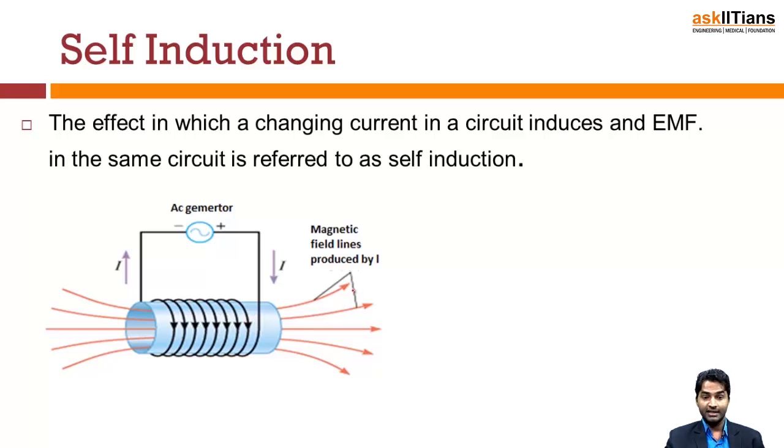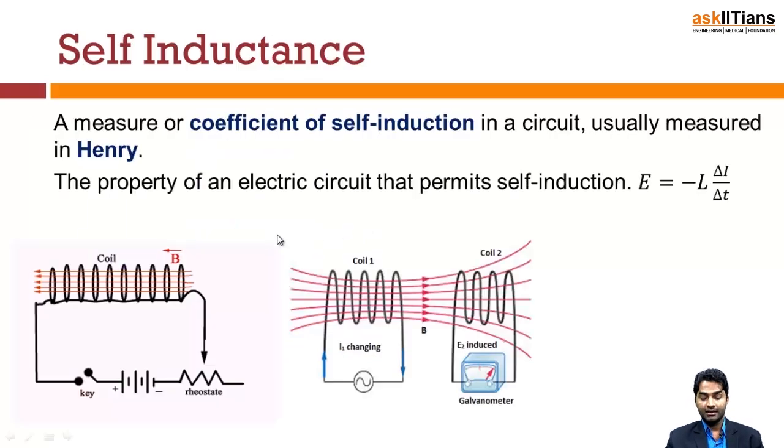So the question is, what is self-induction? Self-induction is the inducement of current across the coil due to the magnetic flux of the same coil. It is the effect in which a changing current in the circuit induces an EMF in the same circuit. Mathematically we can express it like this: E is equal to minus L d phi by dt.